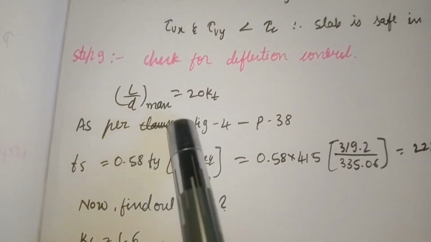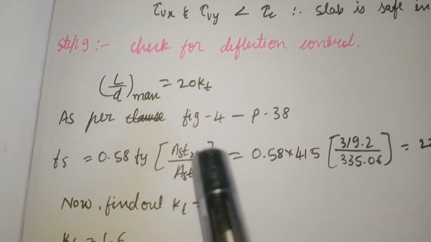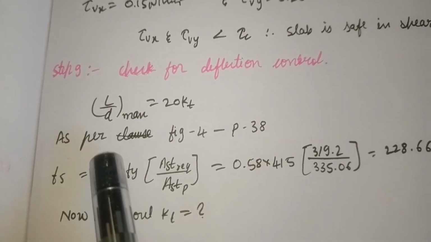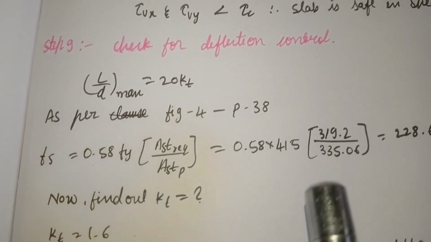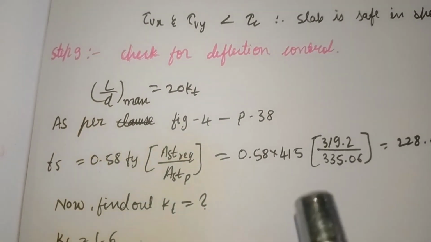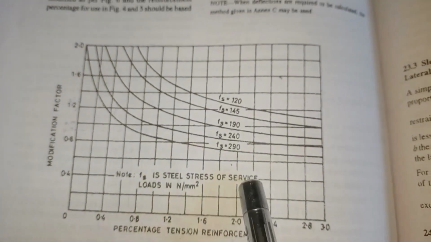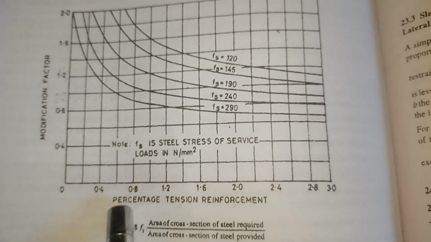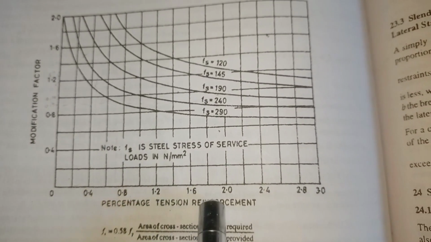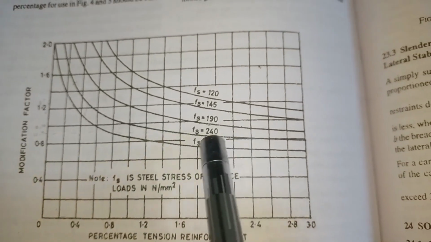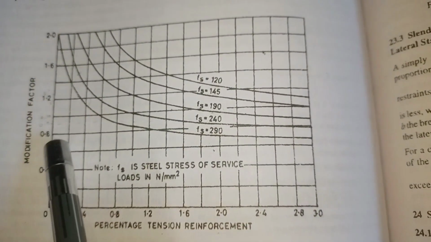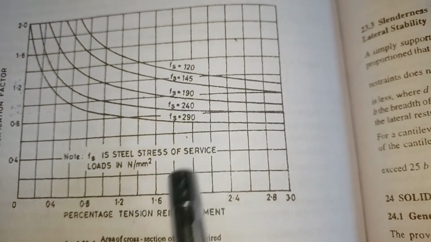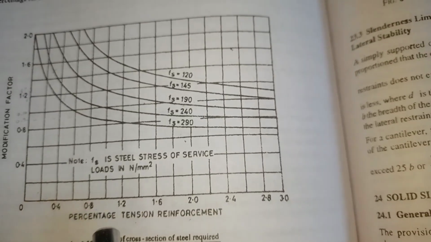So L by D is equal to 20 into KT. KT is the modification factor, which we have to calculate now. To find out the KT, again we need to go to page number 37 of IS 456. I will show. This chart you are seeing here, by using this chart we need to calculate the KT value. This is the percentage of tension steel reinforcement, and the Fs curve. To find out the KT value we need two things: the PT value as well as the Fs value. Now we have the PT value but we don't have the Fs value.